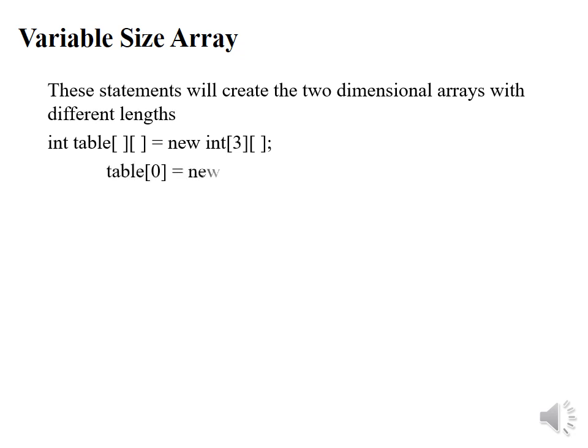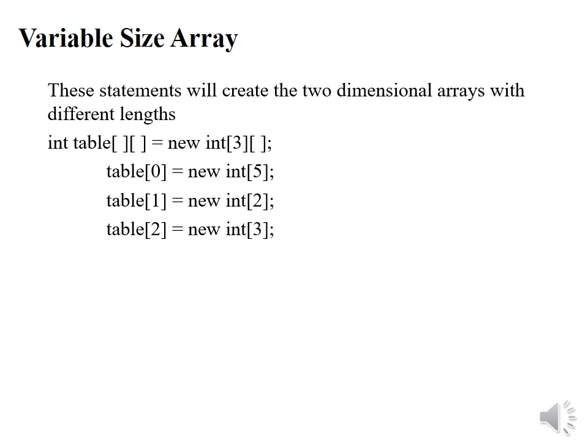So how will it be done? Table of 0, the 0th row of my table array, is equal to new int 5. Try to understand what I want to say. Table of 0 means the 0th row is allocating 5 columns. So the 0th row of my array table will have 5 columns. Second is table of 1 equal to new int 2, so the first row has only 2 columns. And in the second row, table of 2 is equal to new int 3, so it has only 3 columns.